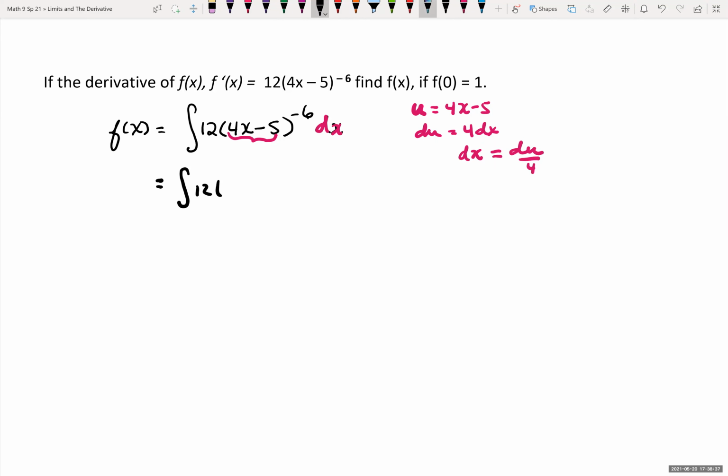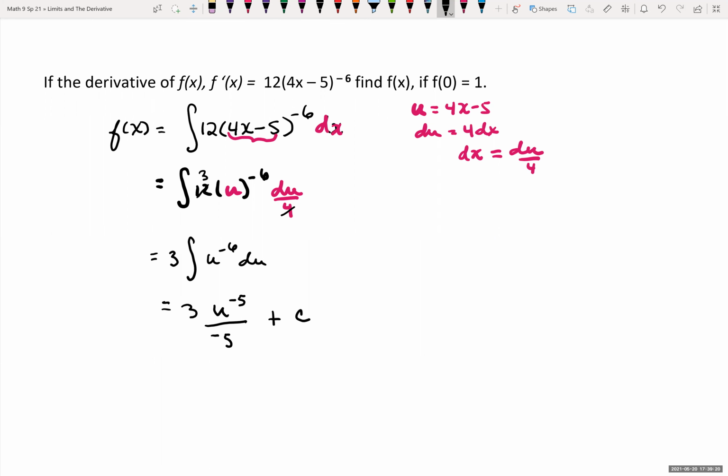So we have u raised to the negative 6 power times dx, but dx was this du over 4. So notice 4 goes into 12 3 times. If it helps you, pull the 3 outside of the integral. And then we're just left with u to the negative 6 du. So we can take the antiderivative of u to the negative 6, add 1 to our exponent, we get negative 5. Divide by our new exponent of negative 5, plus some value of c.